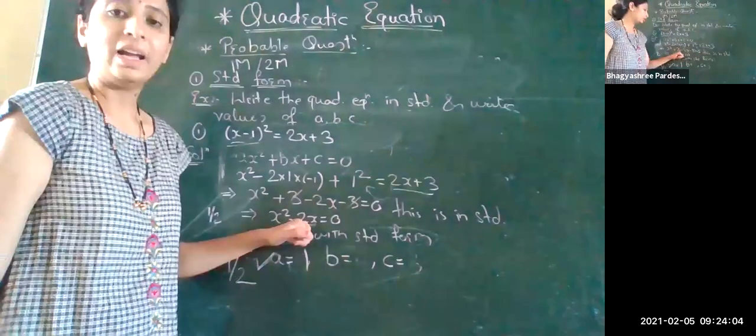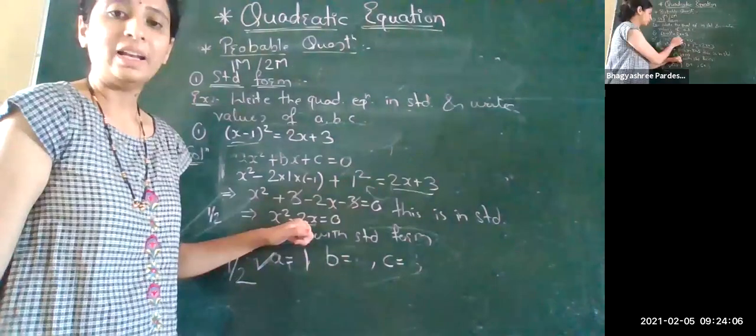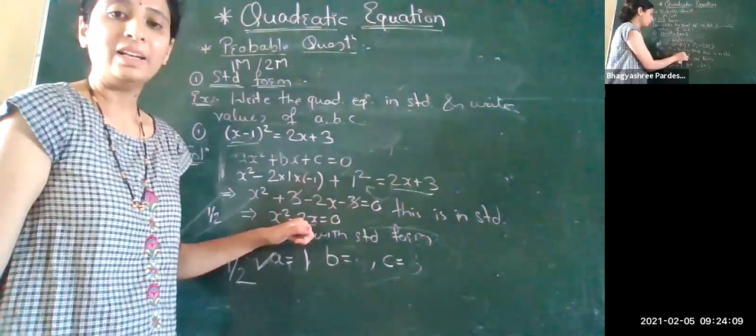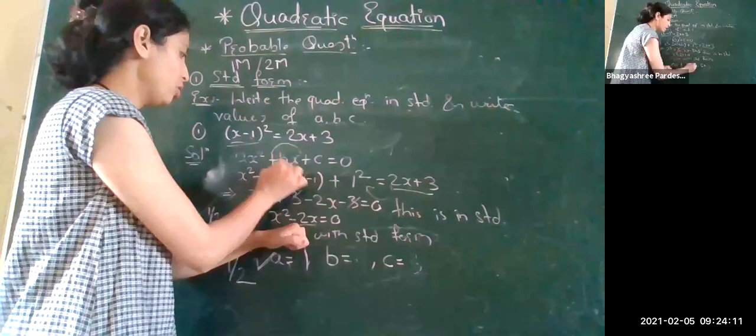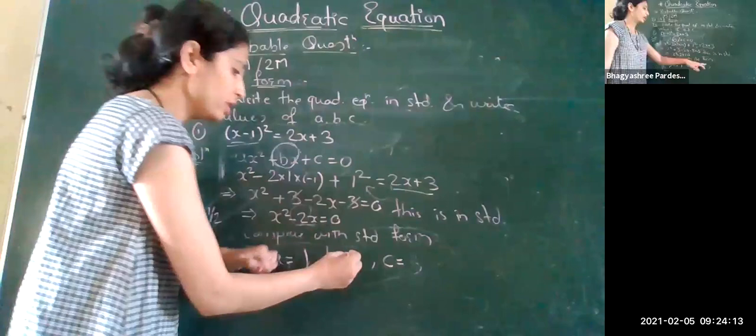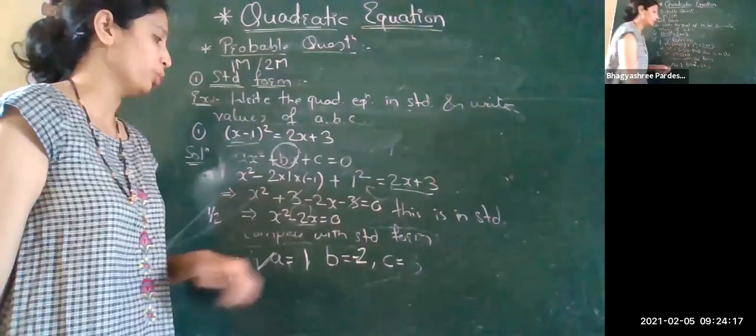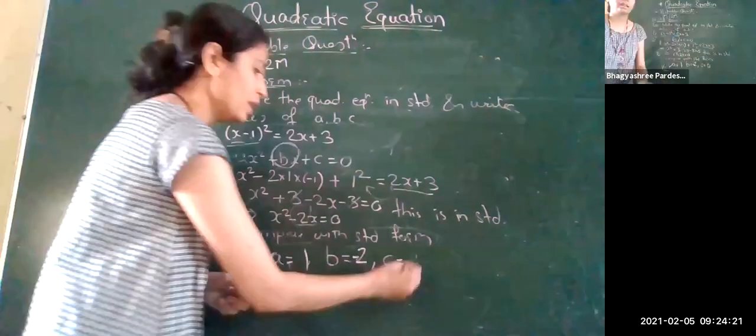Value of B must be the coefficient of x, students. This value of B is the coefficient of x, and the coefficient of x is minus 2. So value of B is minus 2. And C is your constant. Since there is no constant here, that means C is equal to 0. So these are the values of A, B, C.